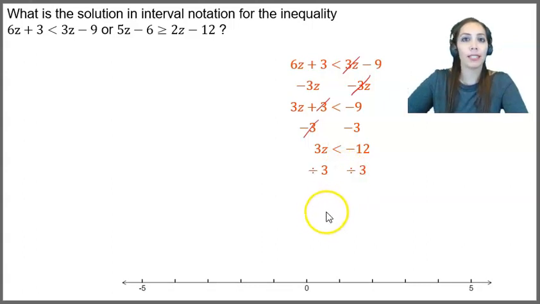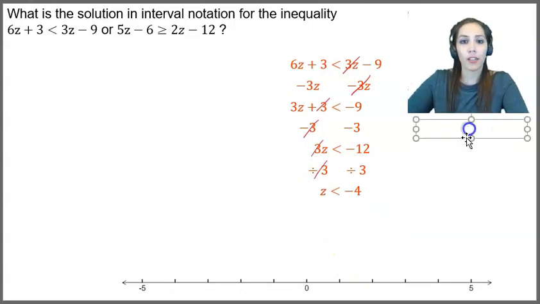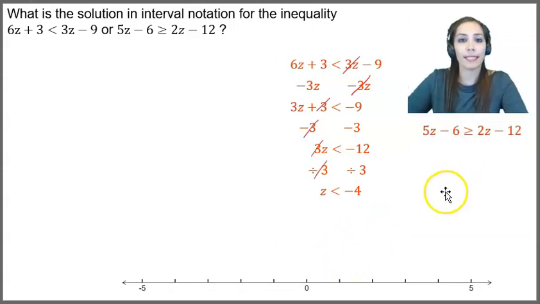From here, I'm going to divide by 3 on both sides. The 3's will cancel out on the left, and what I have remaining is z less than negative 4. The other inequality I have there is 5z minus 6 greater than or equal to 2z minus 12.